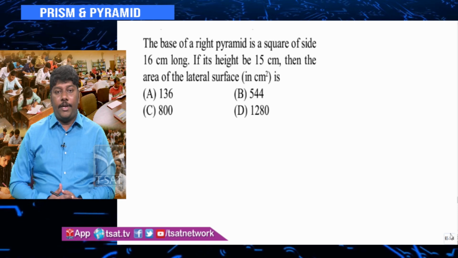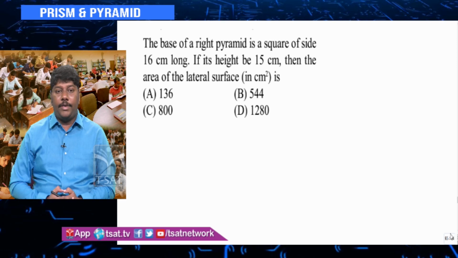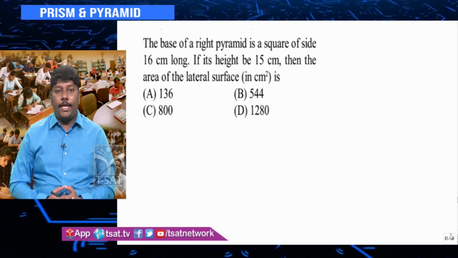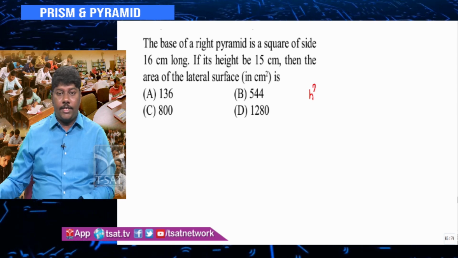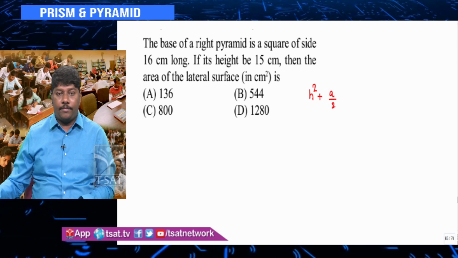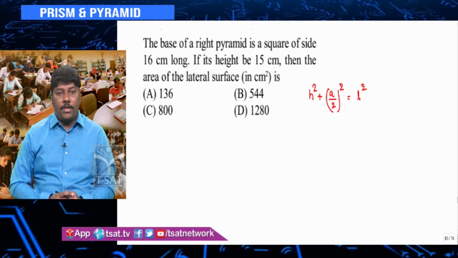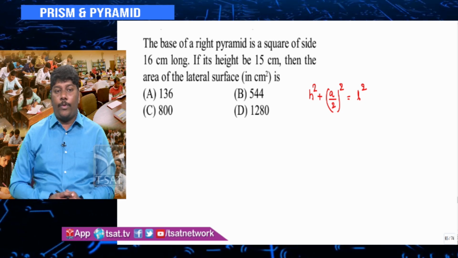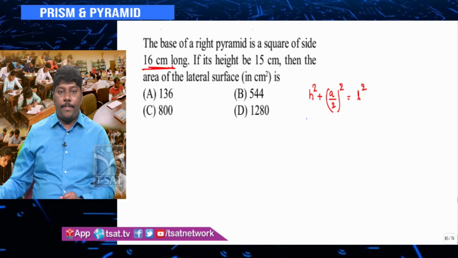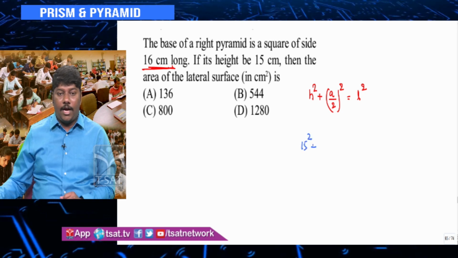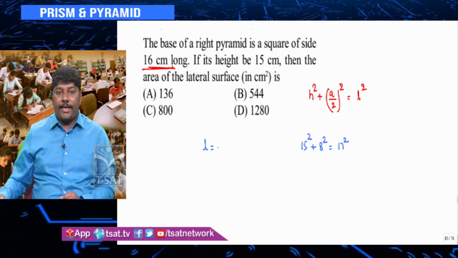The base of the right pyramid is a square of side 16 centimeter long. If its height is 15 centimeter, what is the area of the lateral surface? We know height square plus half of the side square is equal to slant height square, because it forms a right angle triangle there. The side of the square is 16, height is 15, so 15 square plus half of side, which is 8 square, is equal to 17 square. So indirectly he is saying slant height is 17.